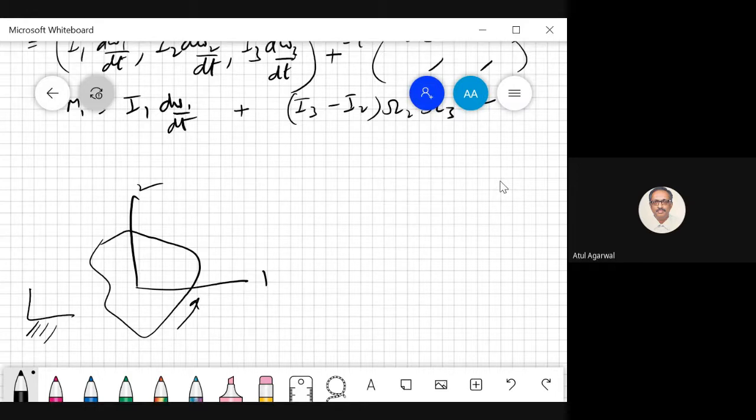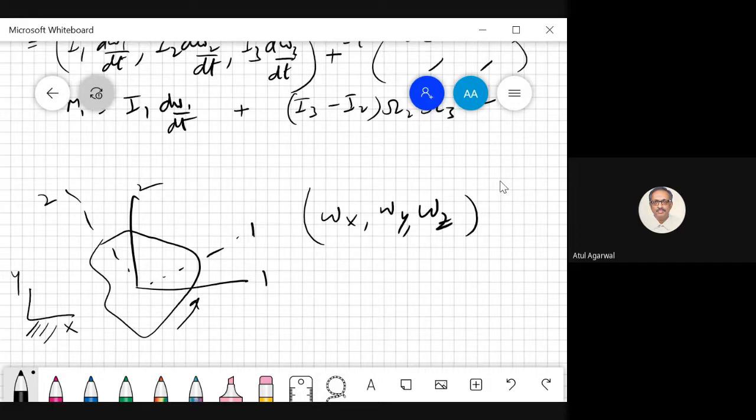So if I measure its angular velocity with this system, it will be some omega x, omega y, omega z. Now I want this angular velocity in the 1, 2, 3 system. At a point of time, this is my 1, 2, 3 system.